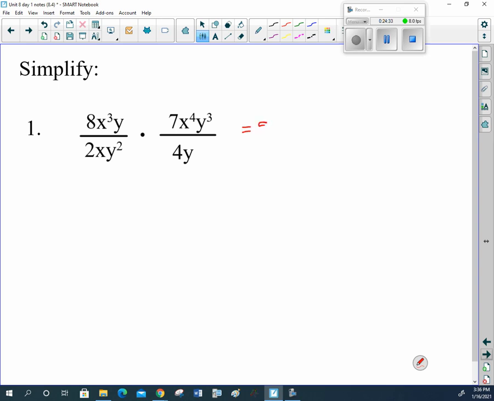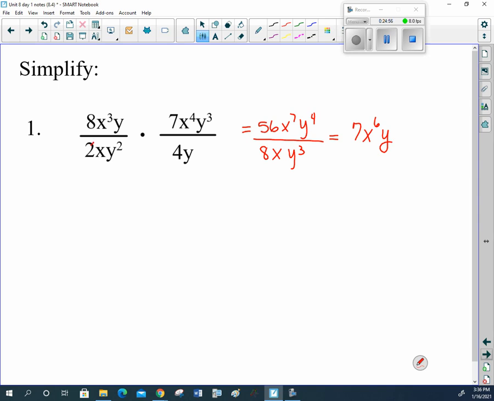So I could do 56, x to the 7th, y to the 4th, over, and then do straight across the bottom, 8, x y to the 3rd. And then I could reduce that, and I would end up with 7, x to the 6th, y. So I could just do that. Some people like to just start reducing.